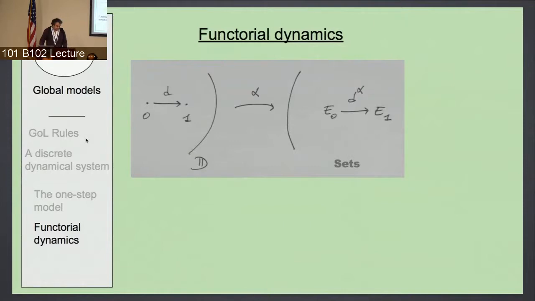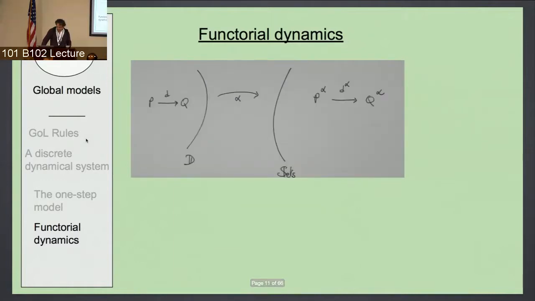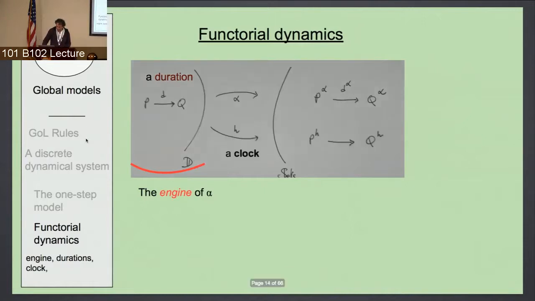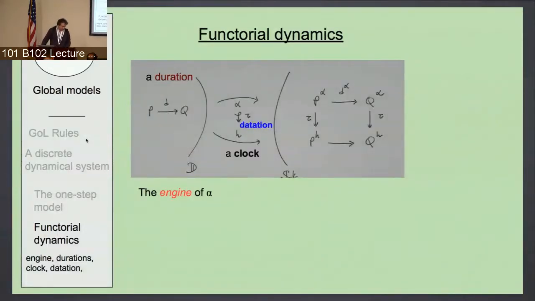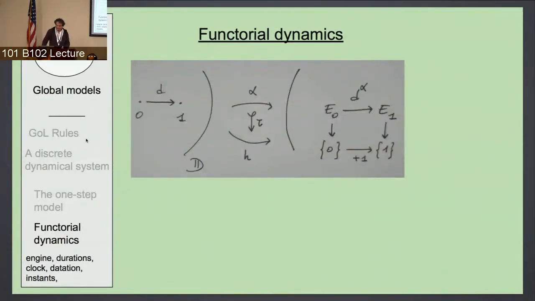So for us, a dynamic or a functorial dynamic will be a functor whose domain will be called the engine of the dynamic. The arrows of the engine will be called durations. In view of interactivity, more precisely in view of synchronizations, we need to add special dynamical systems we call clocks, and transformations from the considered dynamics to the associated clocks we call datations. The states of the clock will be called instants. For example, there are only 2 instants in this one-step model of the Game of Life: the instant 0 and the instant 1.